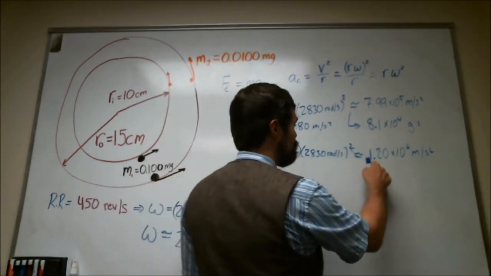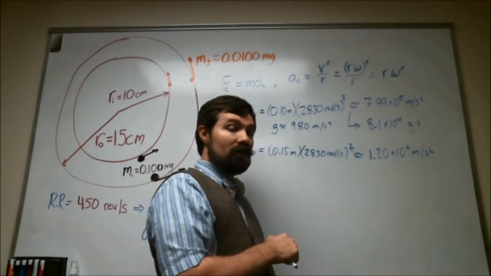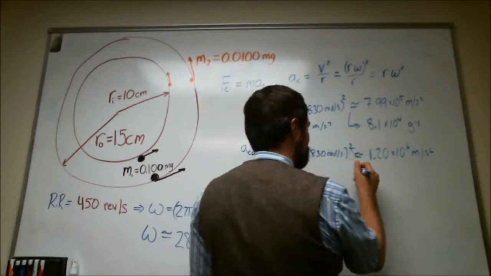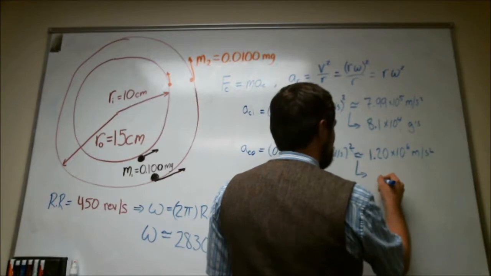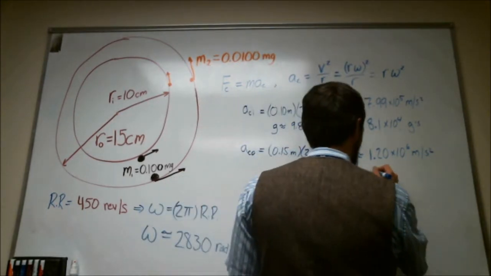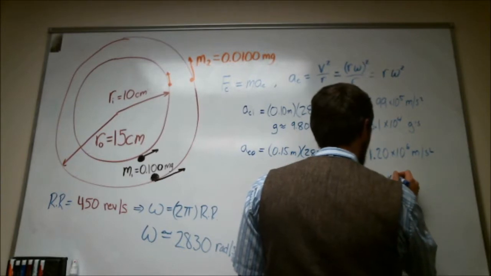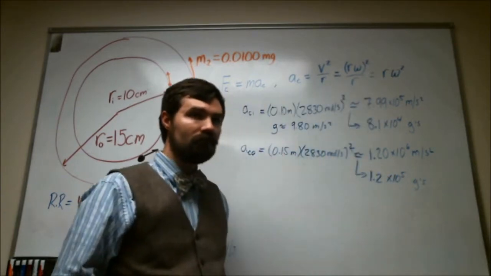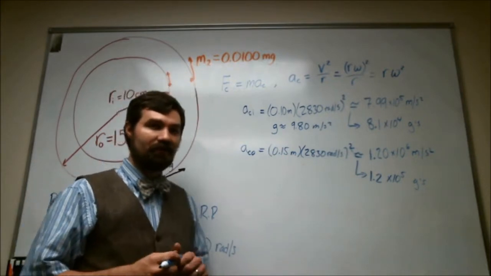Now, if I wanted to know the number of g's, again, divide by 9.80. And so this is approximately 1.2 times 10 to the 5th g's. Okay, so that fully answers the first question.